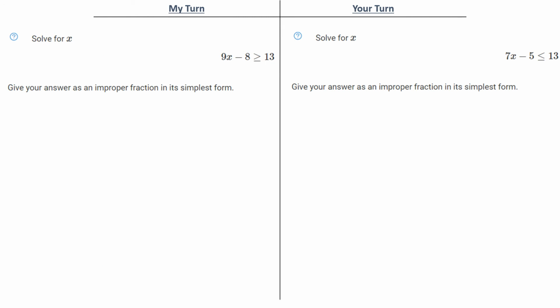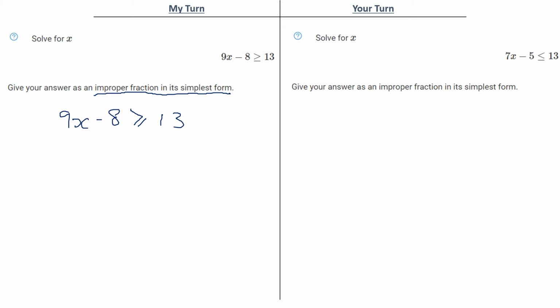Okay, so for our next example, we've got an inequality again. 9x take away 8 greater than or equal to 13. So this time we're asked to give it as an improper fraction in its simplest form, okay? Right, so sometimes we're not going to get nice integer values, obviously, so we'll just leave it as an improper fraction in this case. So let's see, we've got 9x minus 8 greater than or equal to 13.